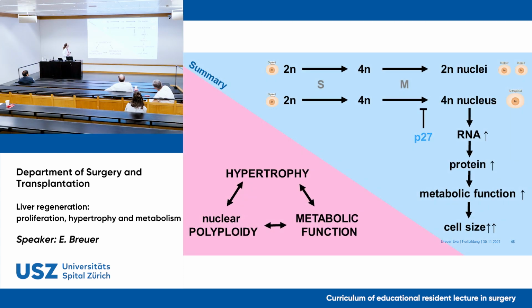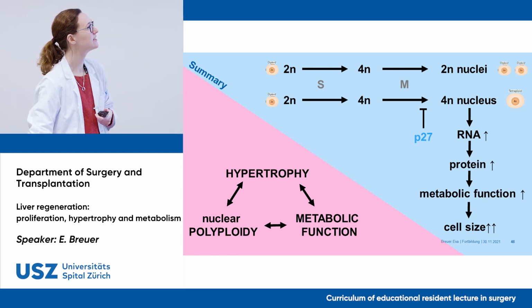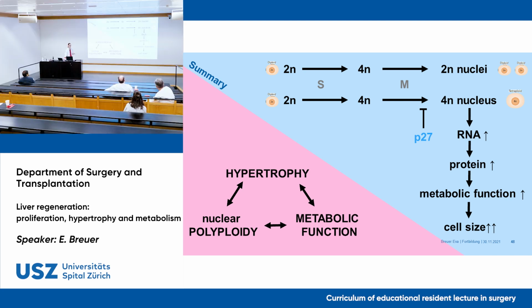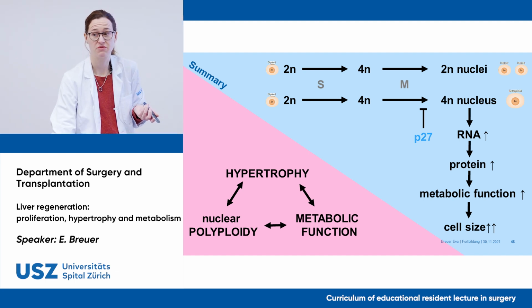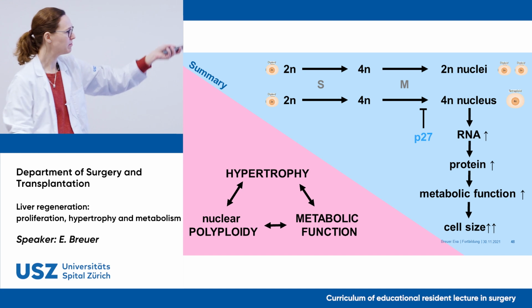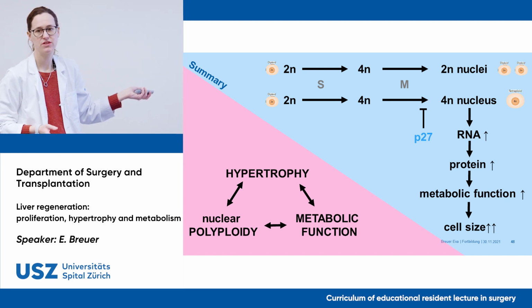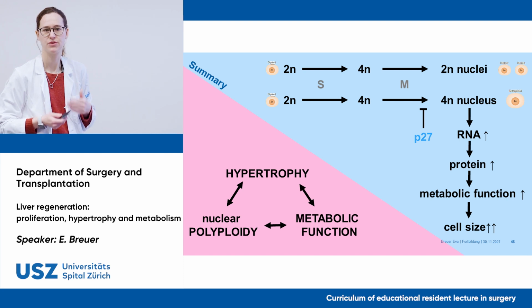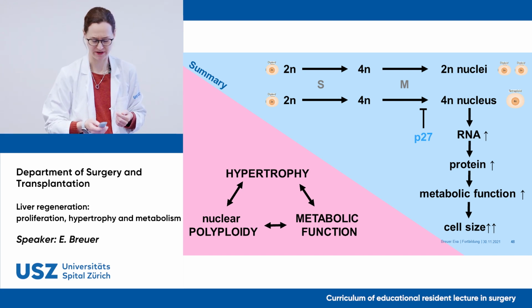Yeah, this is just a short overview. Usually we should have cells that go through S phase and get two cells in the end. But we know we have polyploid cells. We assume that P27 is important for that, so we block the cell cycle so that these cells become polyploid, and these are the big ones, which have more RNA, more protein, and more metabolic functions, we assume. By that, we'd like to connect the hypertrophy with the metabolic function and also this nuclear ploidy, a story which developed during the course of my experience.